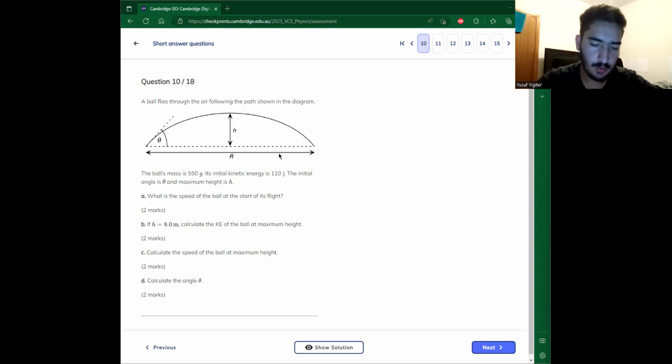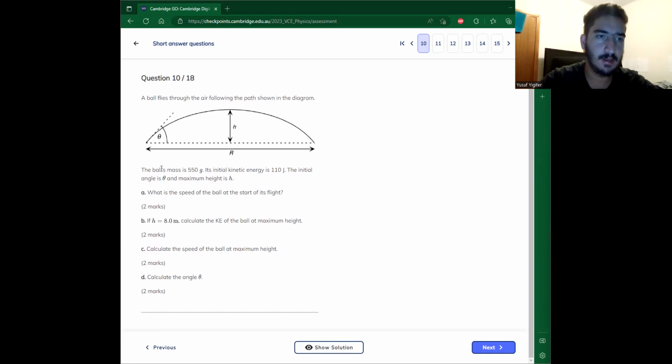So 31.6 times that by 2, and then divide it by, what's the mass? Yes, 0.55 kilograms. You are correct. Now, square rooted. And we got velocity 10.7 meters per second. That is correct, I think. I don't know, probably.